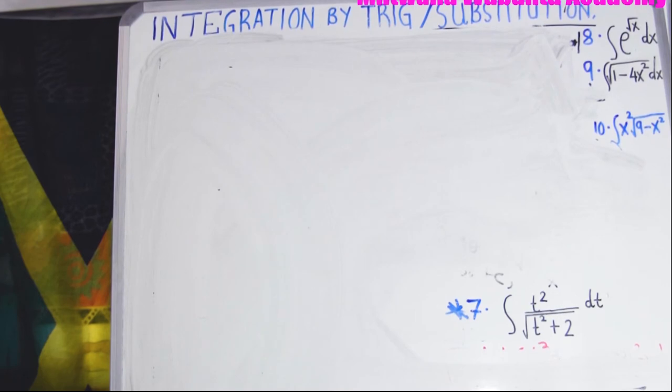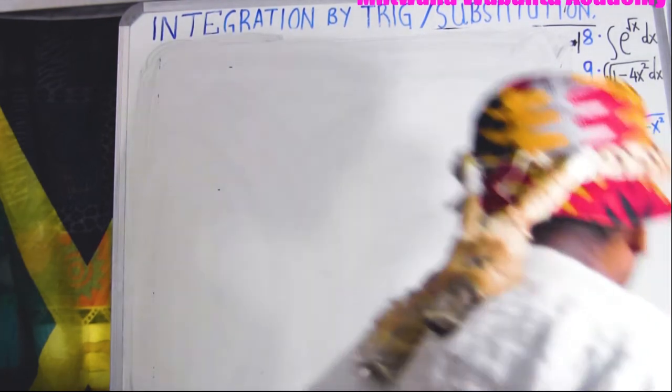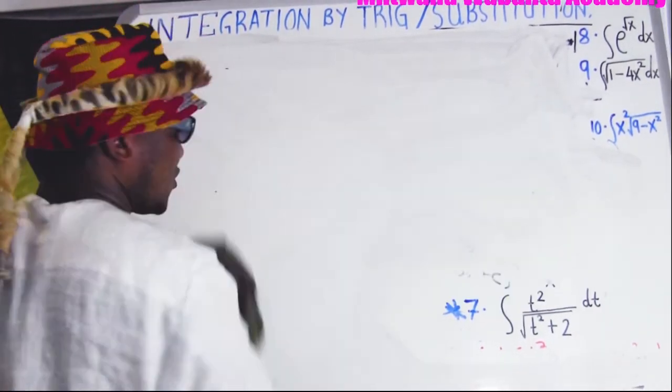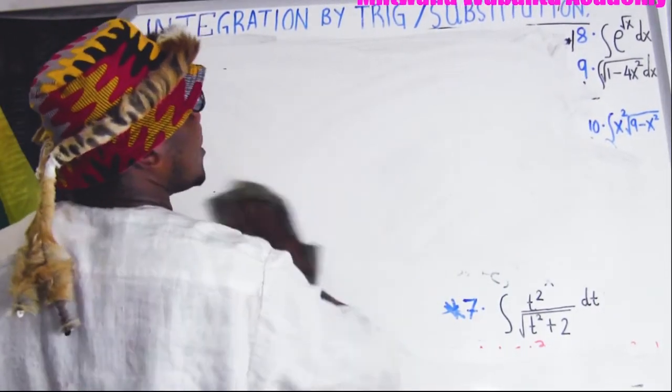Eight. We're almost finished, guys. Only two questions to go. 8, 9, 10. I'll go faster now so we can just get done. We don't have the time.